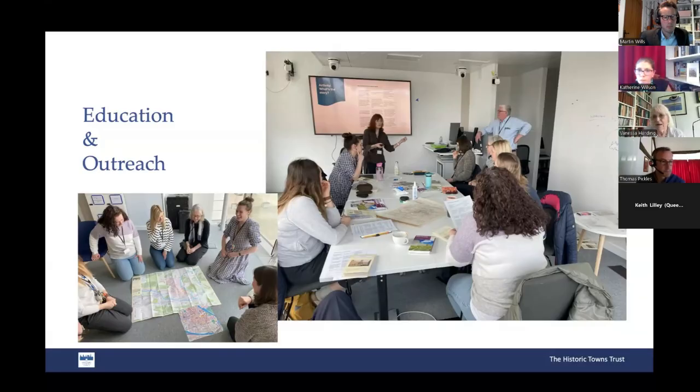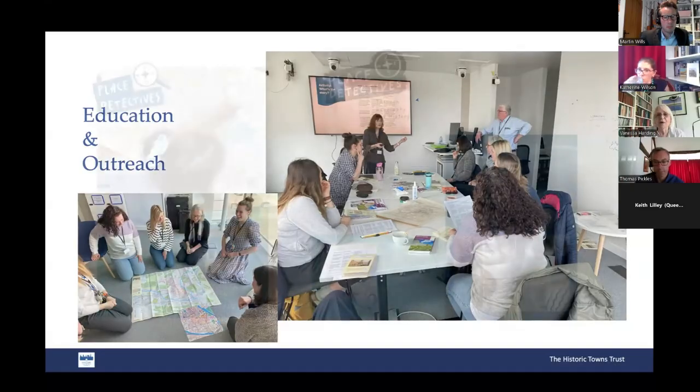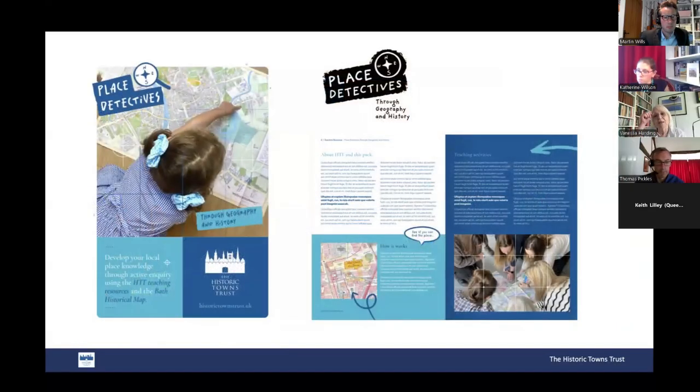And the workshop explored how that map might be used. The experience and the insights that were gained at the workshop have now informed the development of a resource pack for teachers and children at Key Stage 2 based on the Bath map. This is something about what it's going to look like. What we'd like to do is to replicate this across the country wherever we have a map.